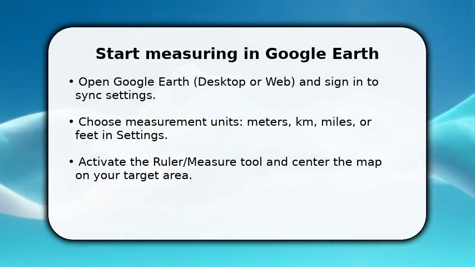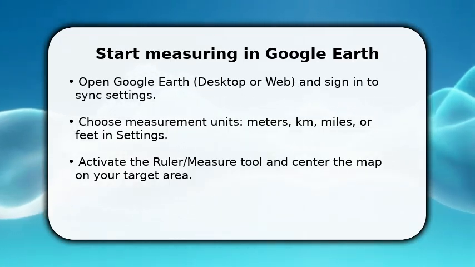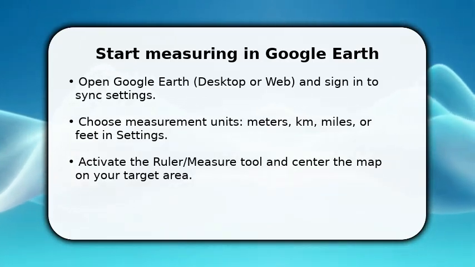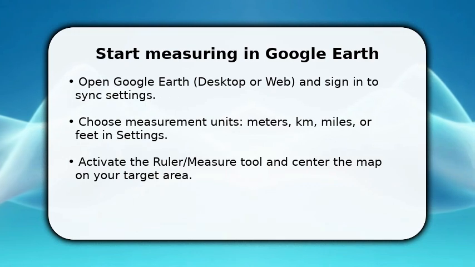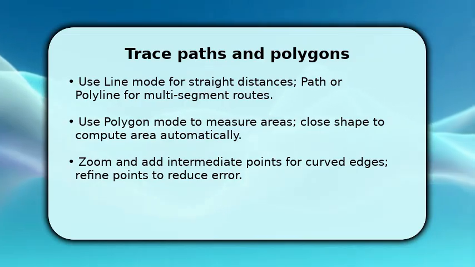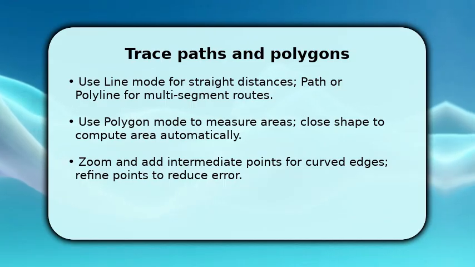Click a clear starting point on the map and zoom in to reduce placement error. Make sure to use satellite imagery for best edge clarity, because precise clicks at higher zoom give more accurate distances and boundaries. Next, choose the correct measurement mode: line for straight shots, path polyline for routes with turns, or polygon to calculate area. Click sequentially to place vertices.